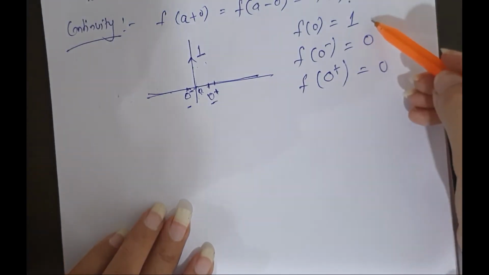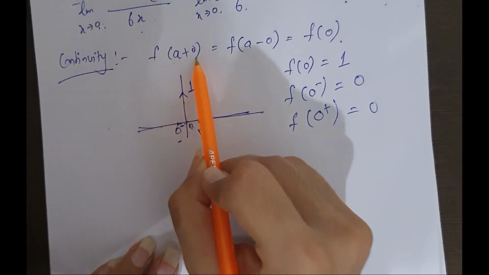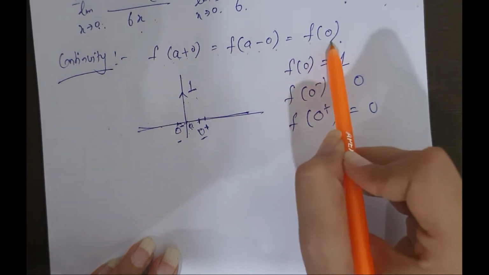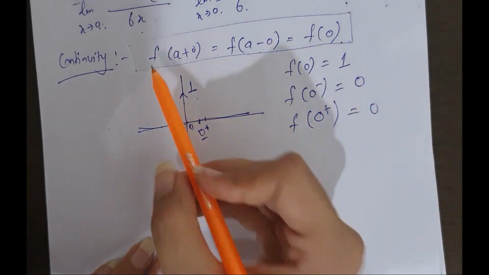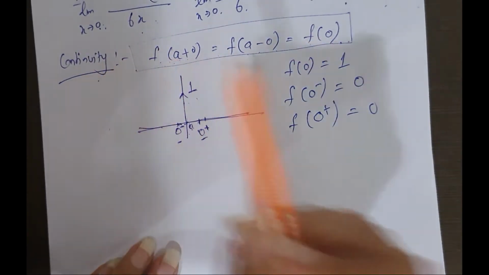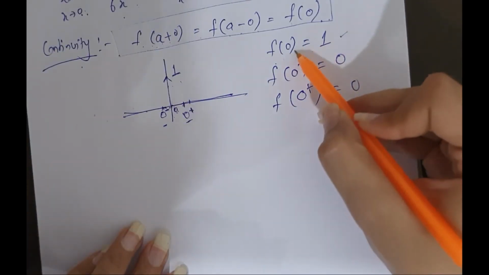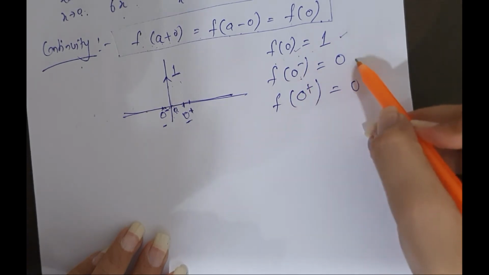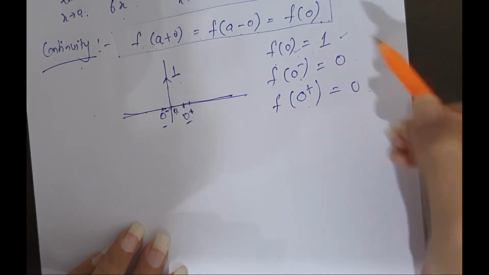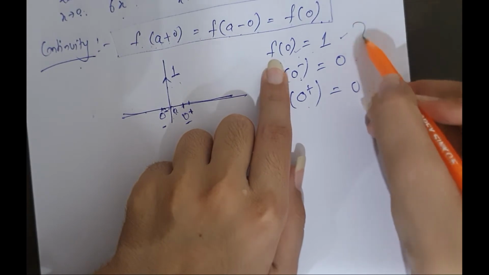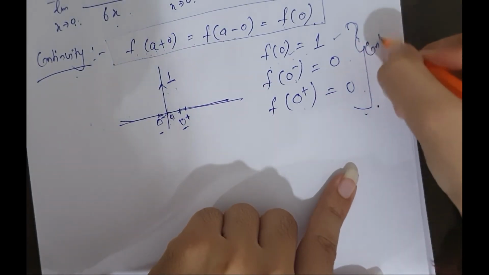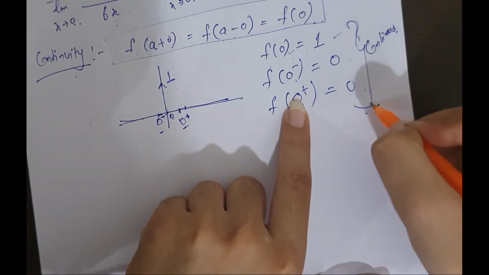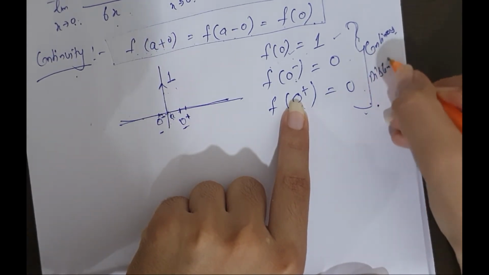So according to continuity, the function at a plus 0 is equal to a minus 0 is equal to a0. If this condition is satisfied in a function, then that function is called a continuous function. The function is 1 at 0, and at 0 minus this is 0, at 0 plus this is 0. So because of this, the function is not continuous. This is called a discontinuous function.